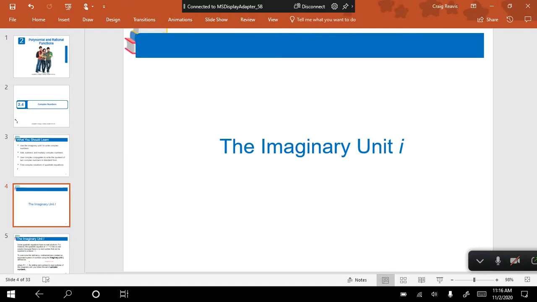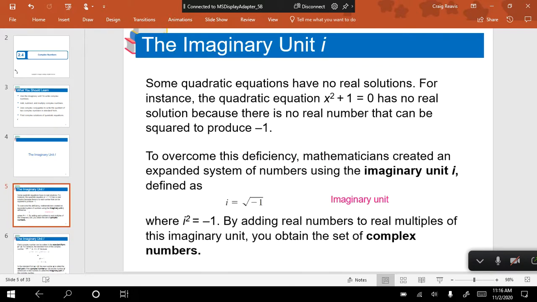All right, so the imaginary unit I, y'all should have talked about this in Integrated 3, I do believe. Some quadratic equations have no real solutions. If you have a parabola that's like this right here, it still comes from a quadratic. There's still two solutions, but you notice that parabola is above the x-axis.